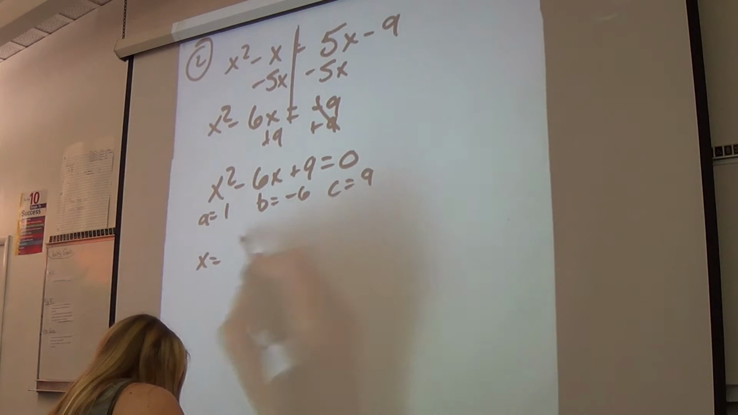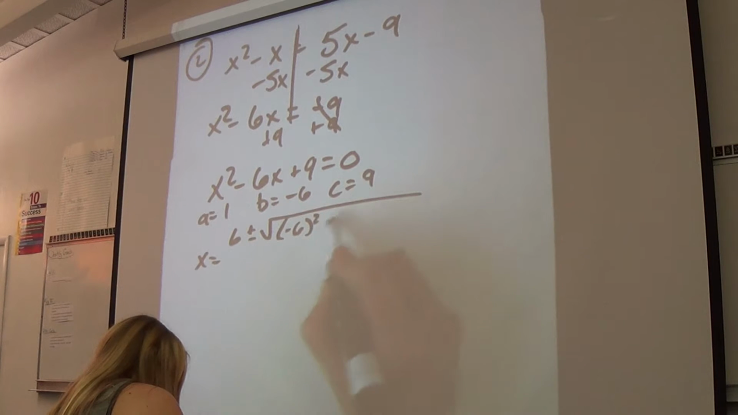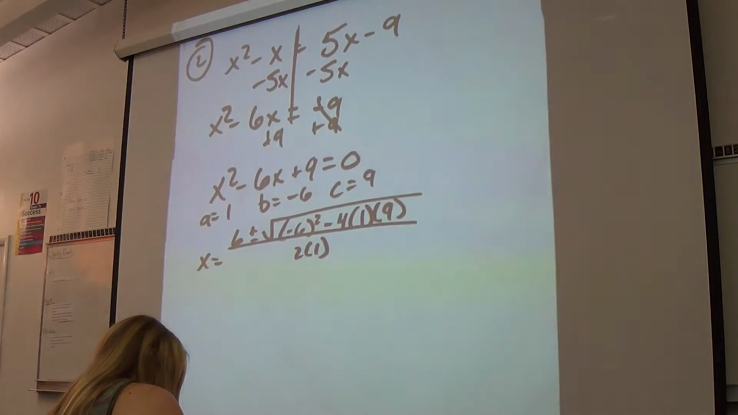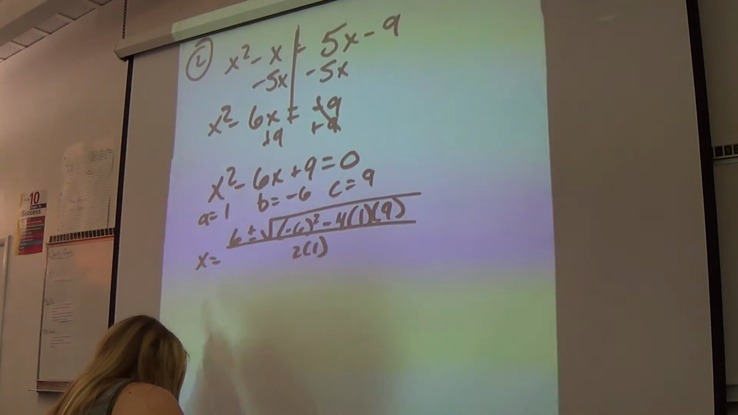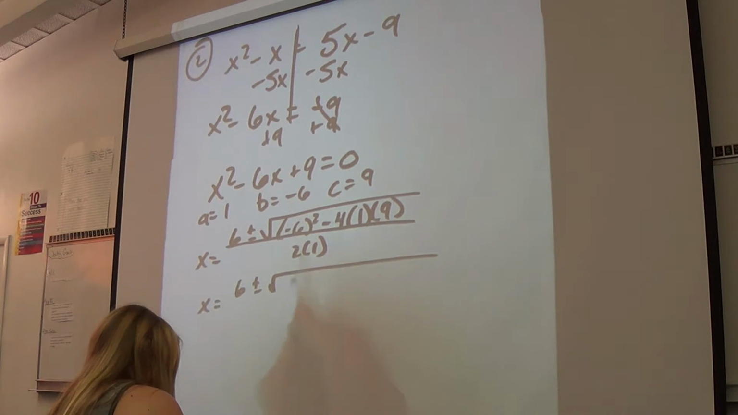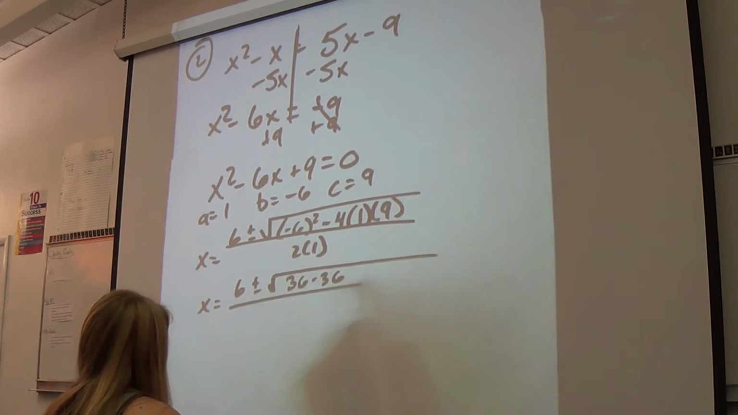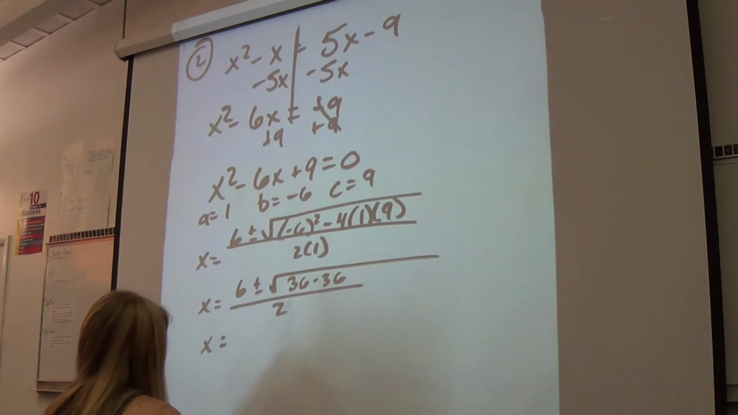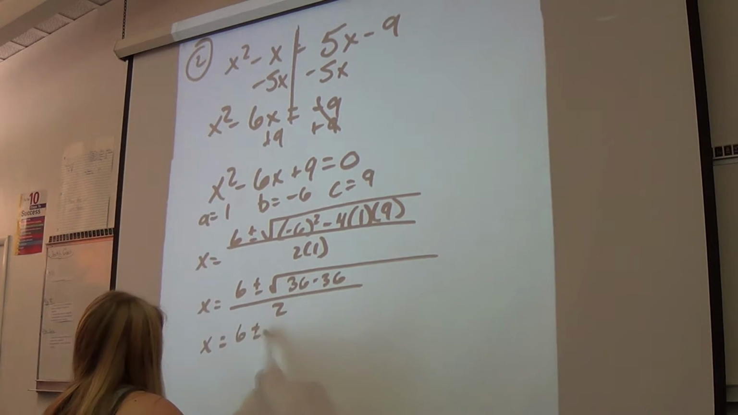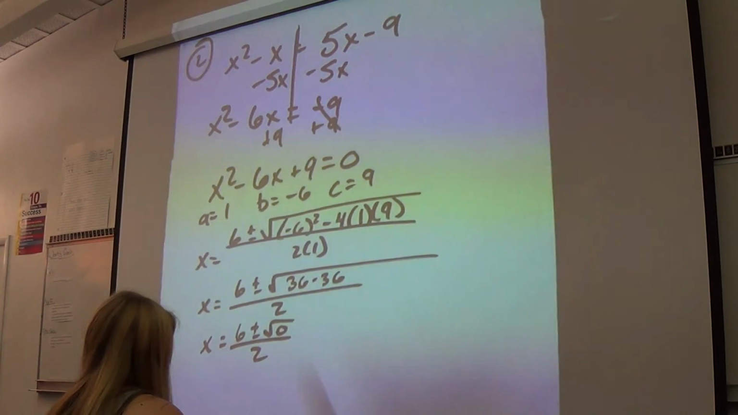We got x equals negative of a -6 gives me 6 plus or minus square root. -6 squared minus 4 times 1 times 9 all over 2 times 1. That gives me 6 plus or minus square root. -6 squared gives me 36. -4 times 1 times 9 gives me -36 all over 2. 36 minus 36 gives me 0. Notice I'm not looking at anything in relation to the outside numbers until I finally have that square root. What's the square root of 0?